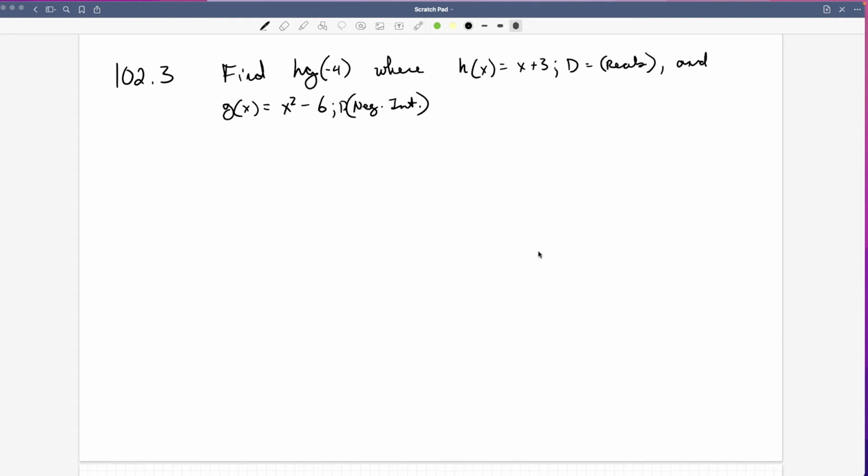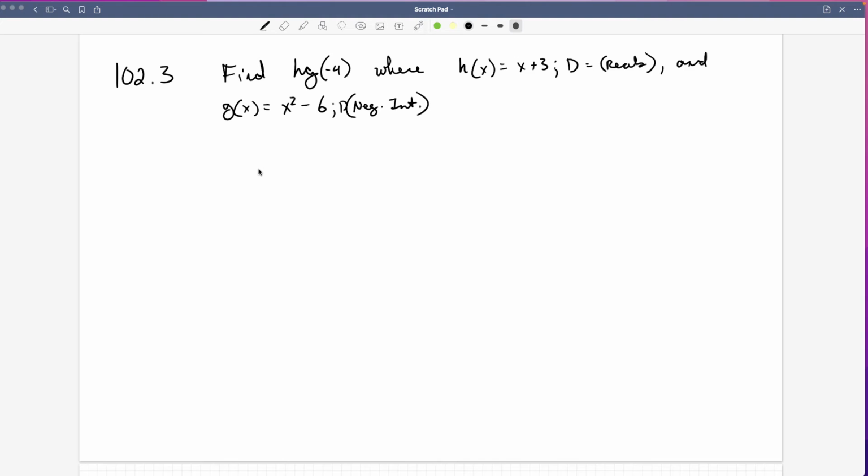Alright, in 102.3, our problem says find hg of negative 4, where h of x is equal to x plus 3 in the domain of reals, and g of x is equal to x squared minus 6 in the domain of negative integers. So, first of all, let's look at this. Does this fall into the reals? It does. Does it fall into negative integers? It does. So we can actually use this to solve and have a real solution.